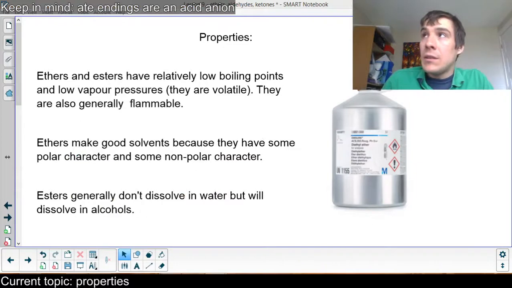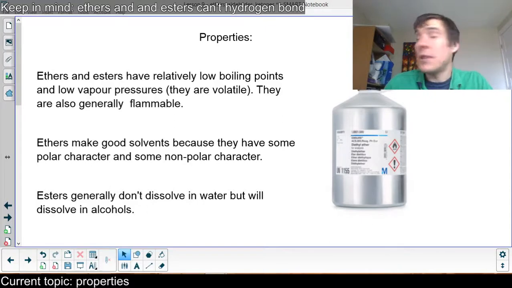So ethers and esters can't hydrogen bond. Right? They can't hydrogen bond, but they can accept hydrogen bonds. So they have those lone pairs on the oxygen, so water can coordinate to them and stuff like that. They can accept hydrogen bonds, they just can't make their own.